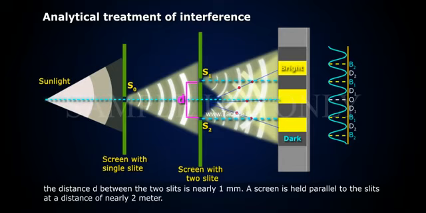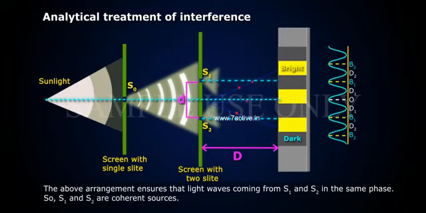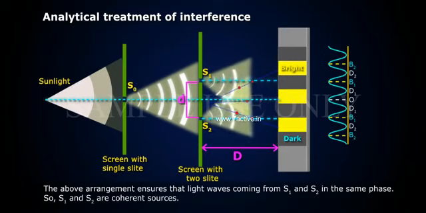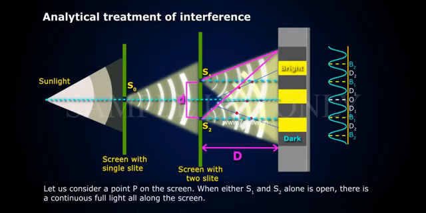A screen is held parallel to the slits at a distance of nearly 2 meters. The above arrangement ensures that light waves come from S1 and S2 in the same phase. So, S1 and S2 are coherent sources. Let us consider a point P on the screen.